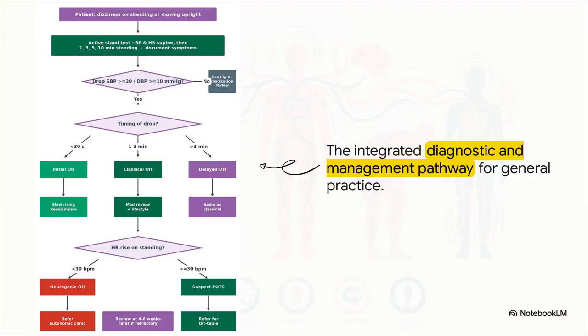And here it is, the entire diagnostic pathway in a single flowchart. Let's just trace it for a second. You start with the active stand test. If you see a big drop in blood pressure, the next question is all about timing. Does it happen in under 30 seconds, between 1 and 3 minutes, or only after 3 minutes? That timing points you to initial, classical, or delayed OH. From there, you just assess the heart rate response to distinguish between neurogenic OH and POTS. This map really gives you a clear, systematic path from symptoms right to diagnosis.